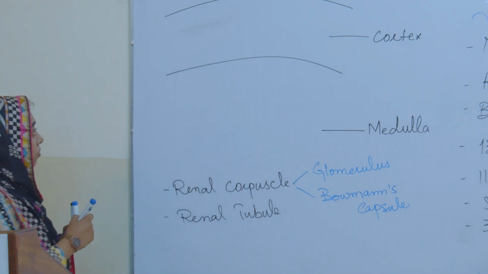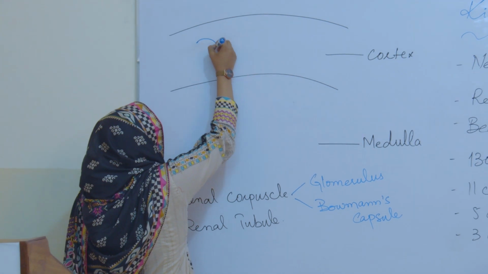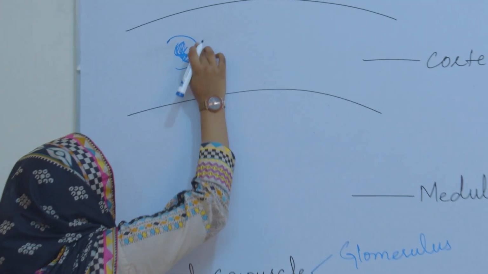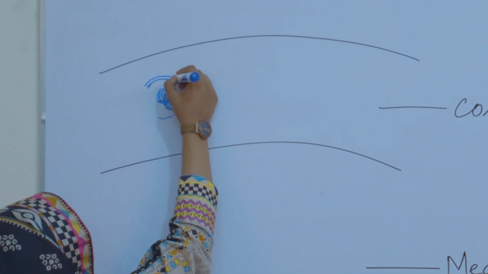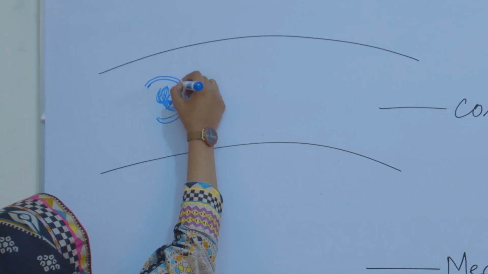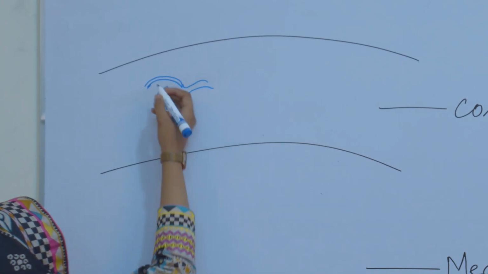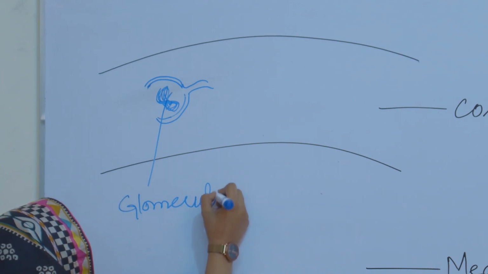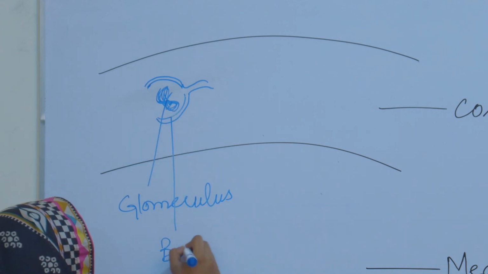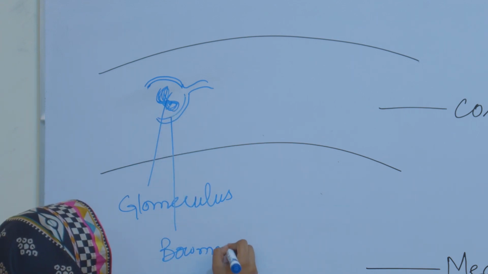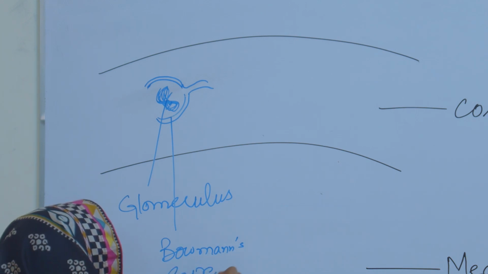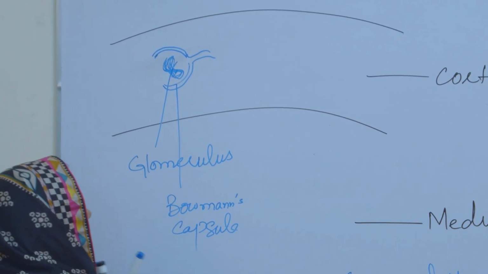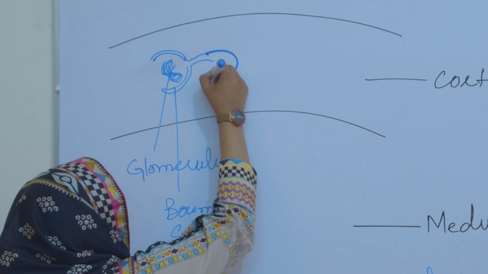So if we are talking about the nephron, and we are considering a cortical nephron, then here it is the glomerulus, and it is covered by a double layered cup shaped structure, which is Bowman's capsule. Here it is the glomerulus, and here it is the Bowman's capsule.